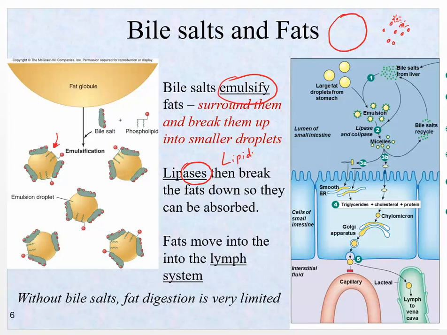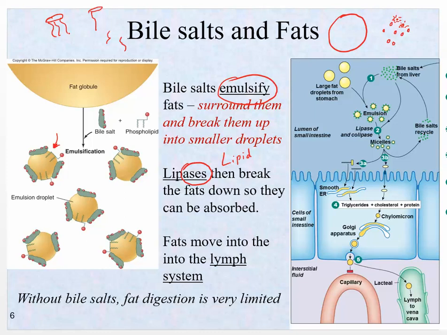Okay, so emulsifiers just took a big blob and turned it into little droplets. Lipases actually break down the fat. So you can have triglycerides, and you can break those down into monoglycerides, for instance. So a triglyceride has the three tails, and a monoglyceride may have just one tail. And then fatty acids, which are just the tails. Okay, so that's what we're talking about when we actually break them apart. That's what lipases do.